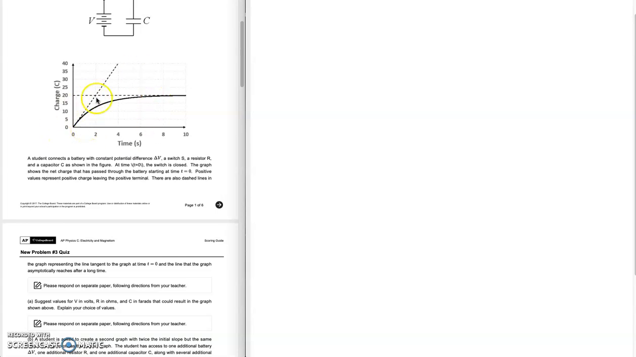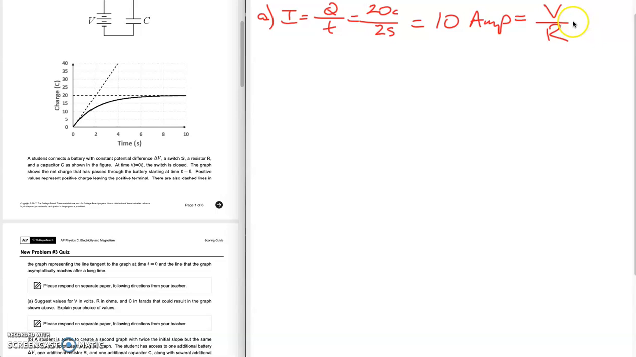All right, so on this graph, we can get the initial current anyway, by dividing charge by time. So for part A, current is going to be Q over time, which is 20 coulombs over 2 seconds. So the initial current is going to be 10 amps, which also should be the voltage divided by the resistance, because at time t equal to 0, the capacitor is uncharged. So we need our voltage divided by our resistance to be 10 amps.